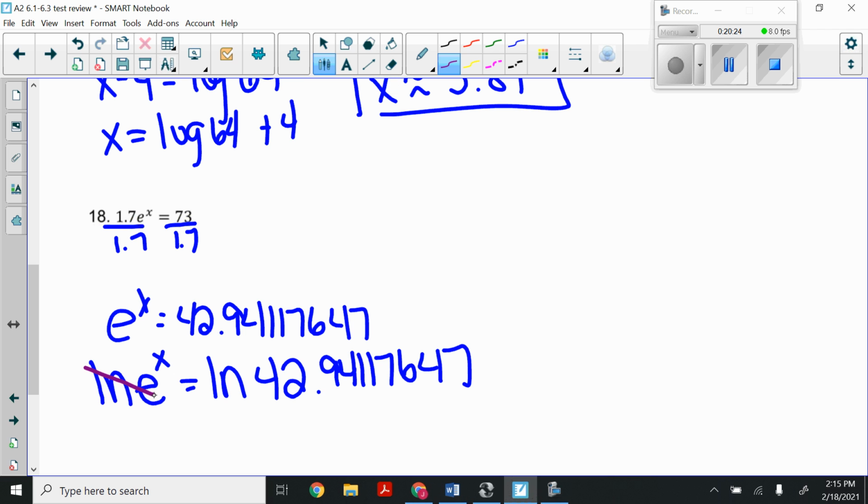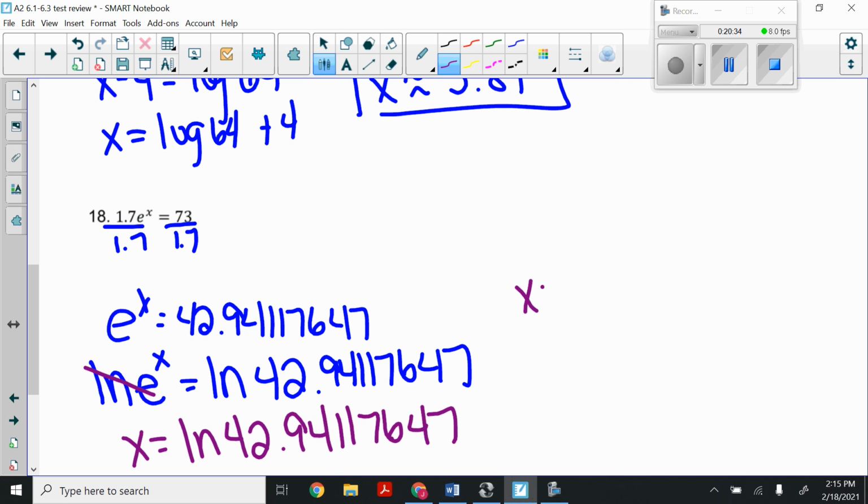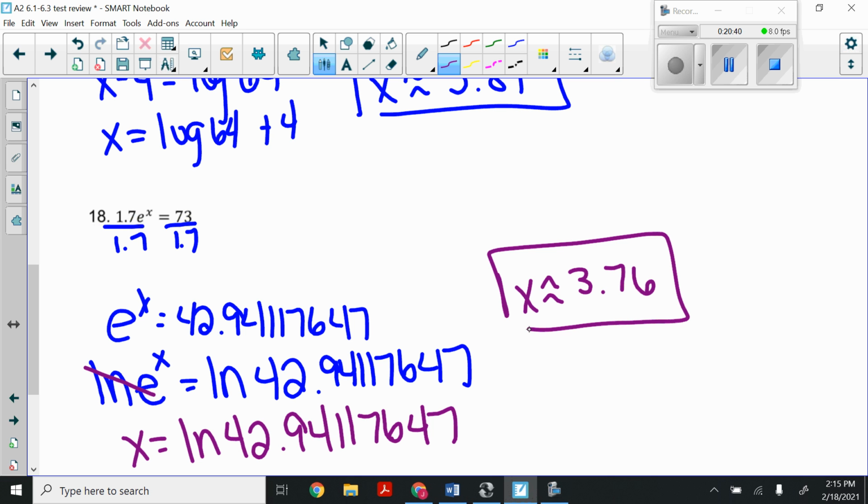Natural log of e, again, that's 1. So I get x is equal to the natural log of 42.94117647. I'm going to plug that in my calculator and find that x is approximately 3.76. Again, I am not required to check my answer because I did not start out with a logarithm, but I can plug it in just to make sure that I did get the correct answer.